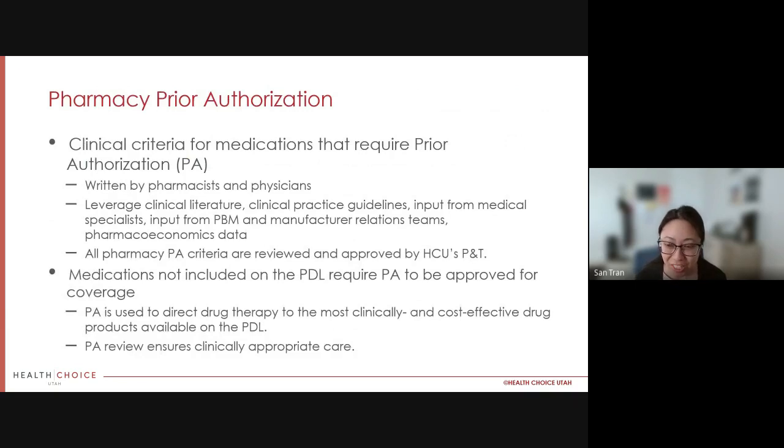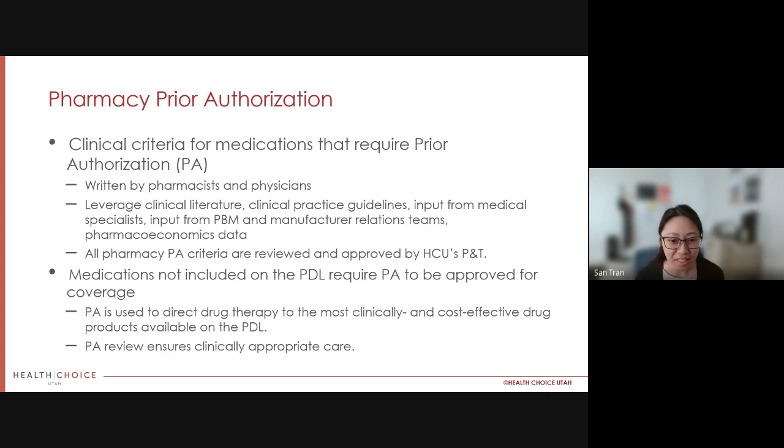All right, for prior authorization criteria, we build these criteria with the pharmacists as well as physicians. We look at clinical literature, clinical guidelines, input from medical specialists, our PBM, as well as manufacturer relationship teams, and also pharmacoeconomic data to help build those prior authorization criteria. And these criteria are then sent to our P&T committee for review, and they review and approve the criteria or make recommendations for changes. When it comes to medications not included on the PDL, we do require prior authorization, and that will help direct drug therapy to the most clinically and cost-effective option available, and also to ensure clinically appropriate care.